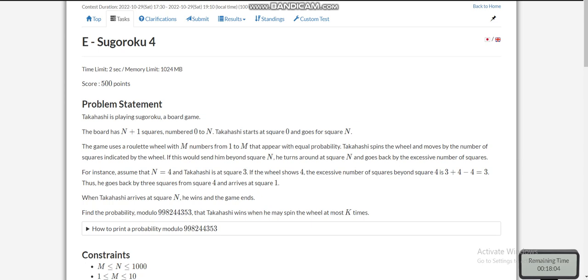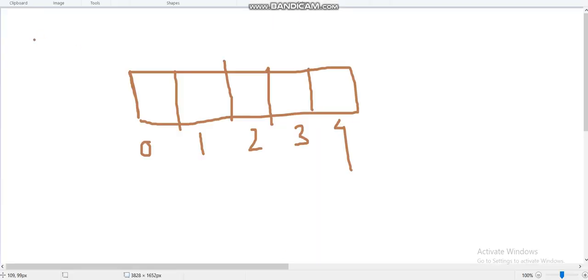Now let's consider he is at index i, and after rolling the wheel he gets j. If i plus j is less than or equal to n, he moves to square i plus j. If i plus j is greater than n, what will happen?